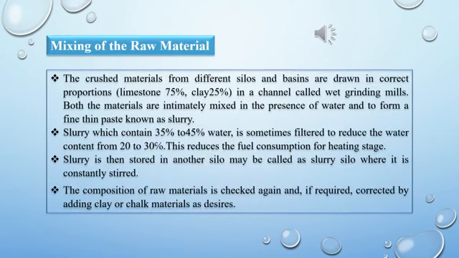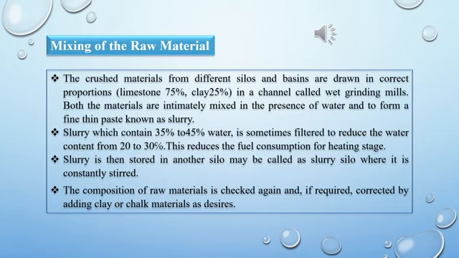Now the next one is mixing of raw material. The crushed materials from different silos and bins are drawn in correct proportions, where limestone is 75% and clay is 25%, into a channel called wet grinding mills. Both the materials are intimately mixed in the presence of water to form a fine thin paste known as slurry.